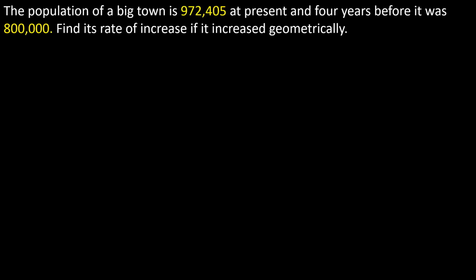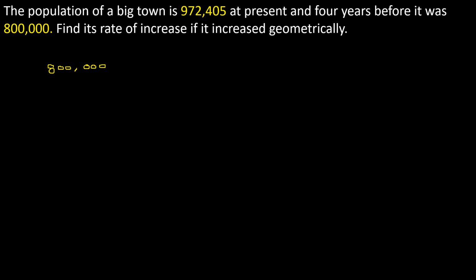So here is another question, and it says that we have a population of a big town, which is given as 9,72,405 at present, and 4 years before it was 8 lakh. Find its rate of increase if it increased geometrically. So actually, it says that initially it was 800,000, and then if we say that it is increased by a rate of p, that p is a rate of increase, or someone says, okay, if you don't like this p, so I can put this p to be equal to r.